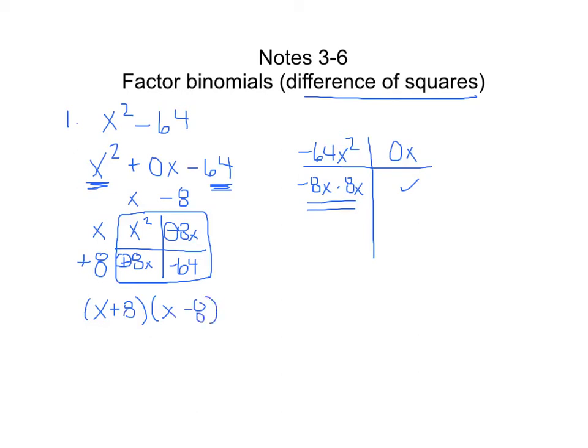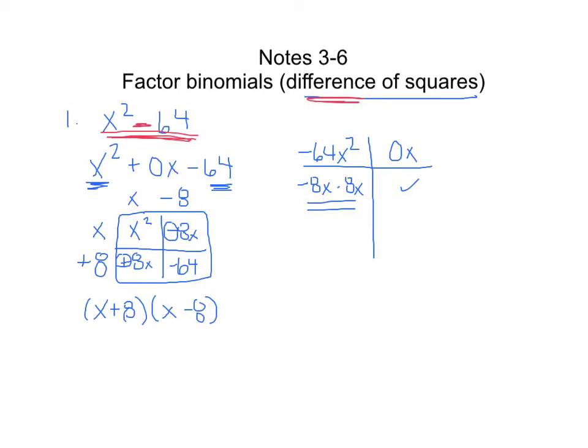Now we can skip all of this box in the middle if we just recognize that x squared minus 64 is a difference of squares. What we mean by that is that x squared is a perfect square, and 64 is a perfect square because 8 squared gives you 64. And the difference just means that you're subtracting in between them.